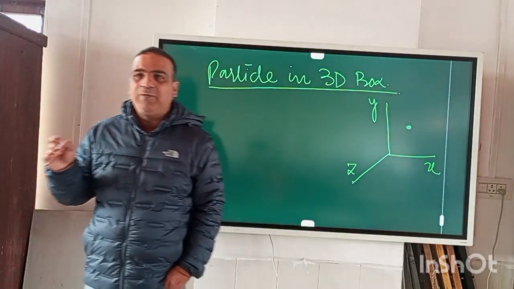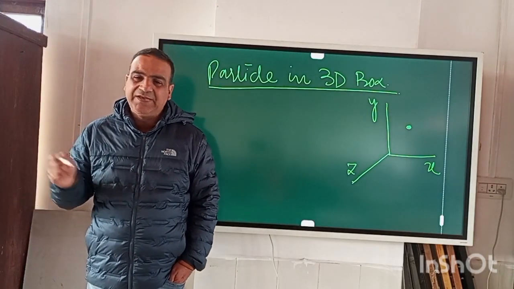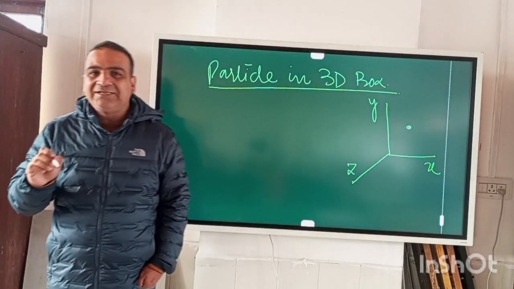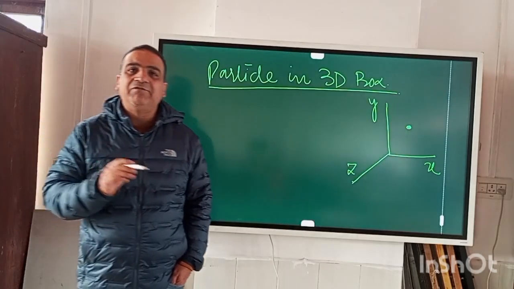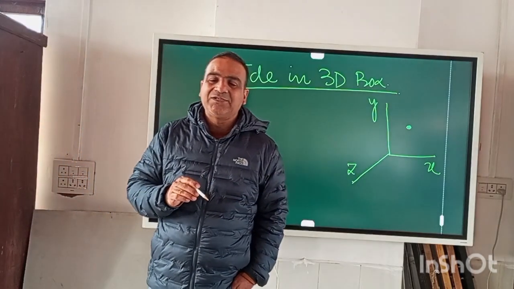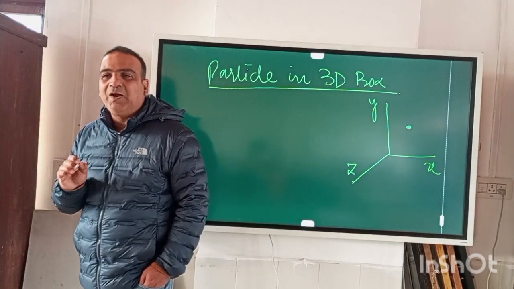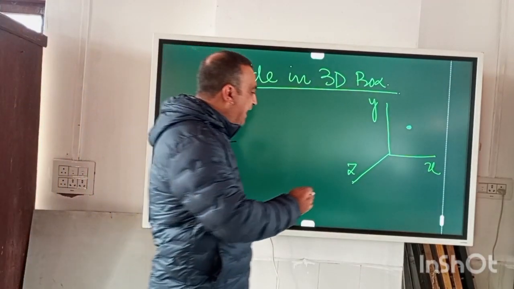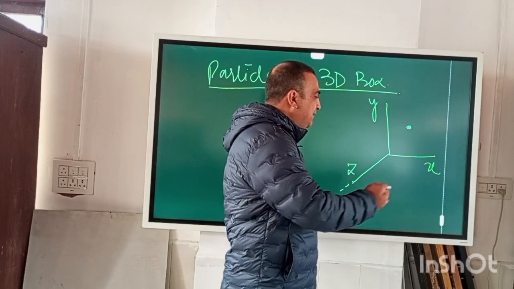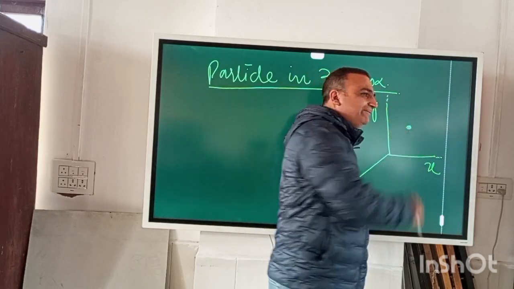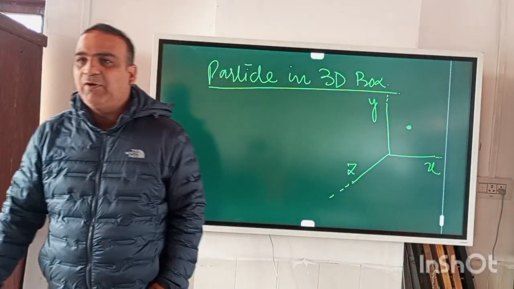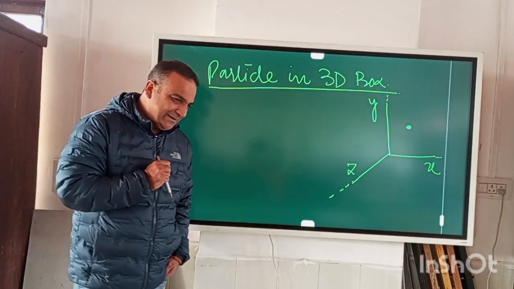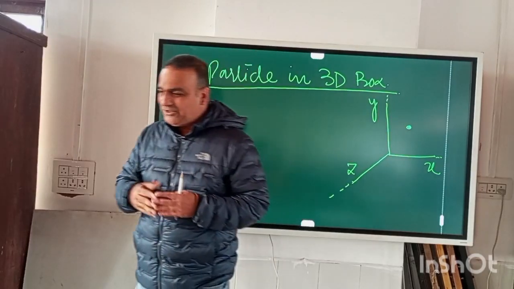And how many faces will this box have? It will have 6 faces. So all of these 6 faces will act as walls with infinite potential. So it is practically impossible for this particle to leave this box, because we are assuming that the potential with respect to the walls is infinite. Right? Getting my point?